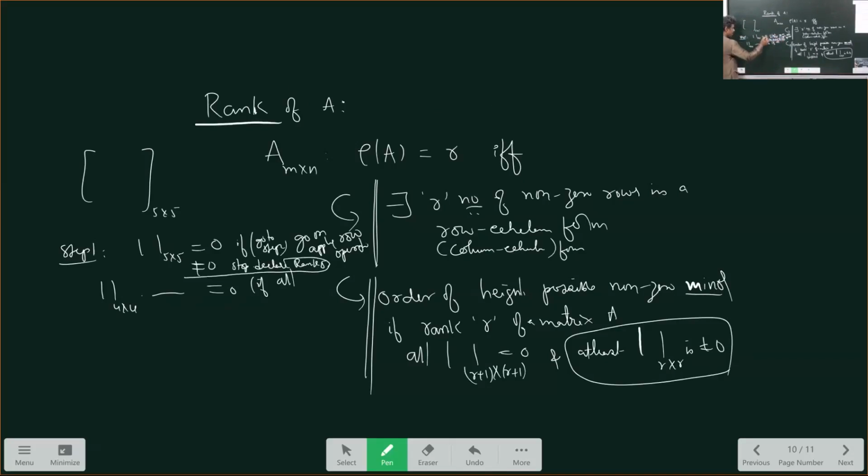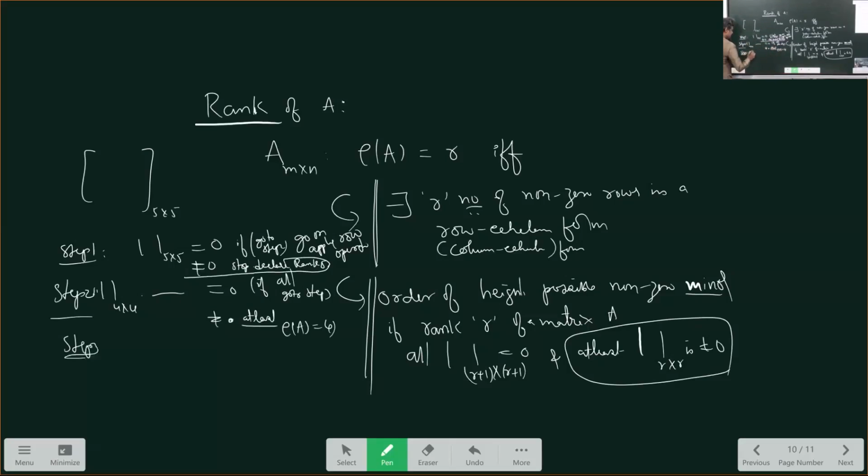If it is 0, then check all 4 cross 4 matrices. How many are there? There are 5 different 4 by 4 minors. If at least one is non-zero, then declare that the rank is 4. So when all are zeros, go to step 3.